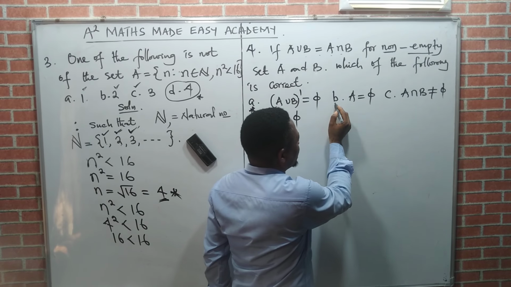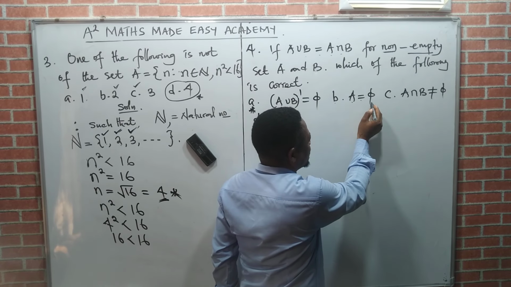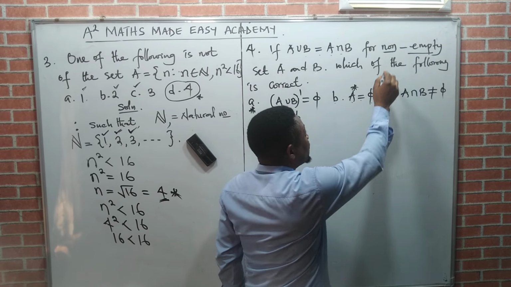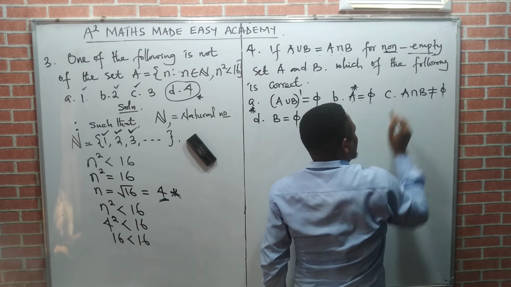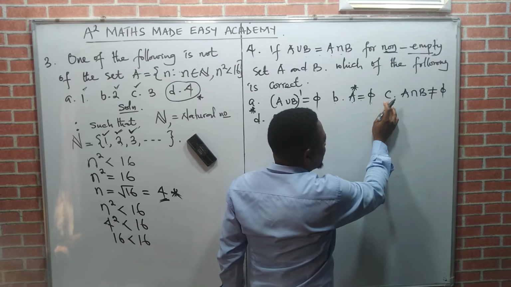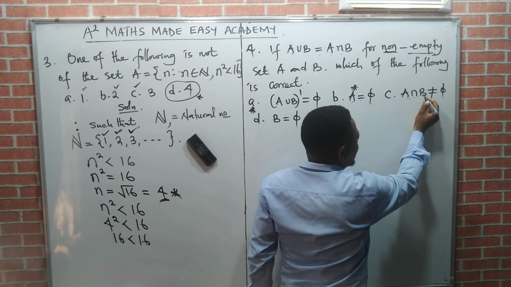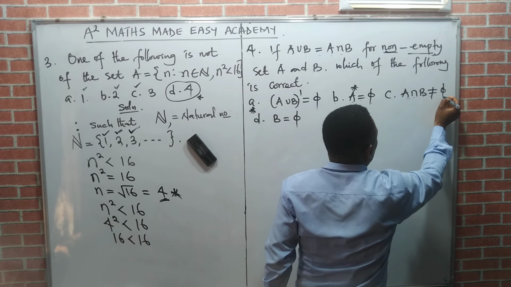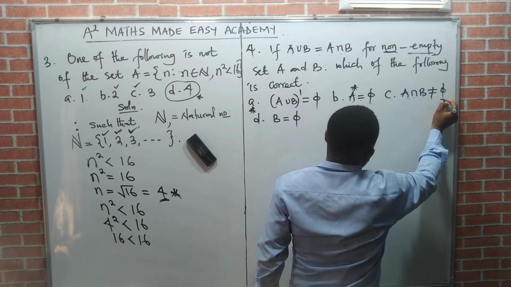Then look at set B. They said set A is equal to empty set. The answer is still wrong because the question says non-empty set. And set C is A intersection B is not equal to empty set. At least this one is making sense, right?